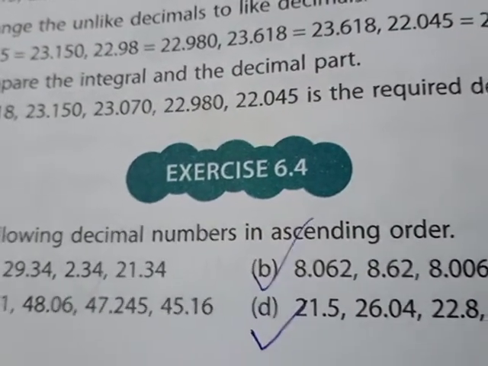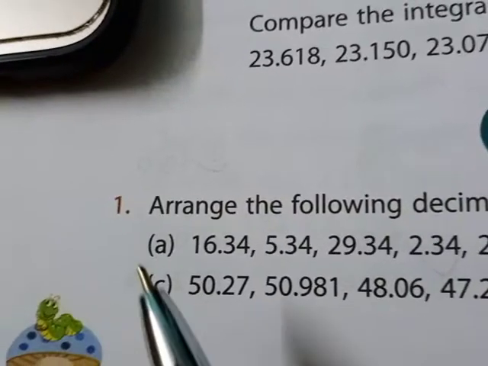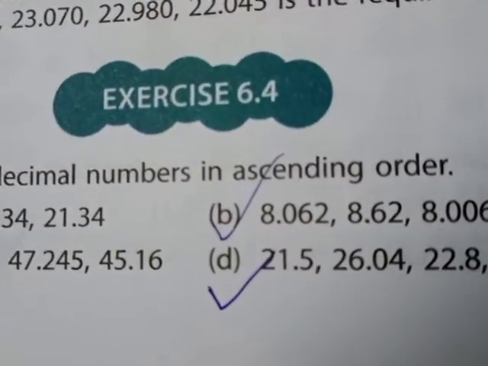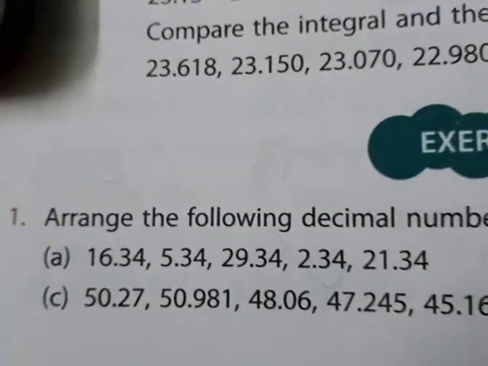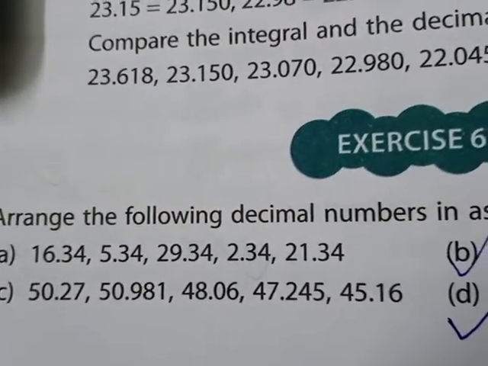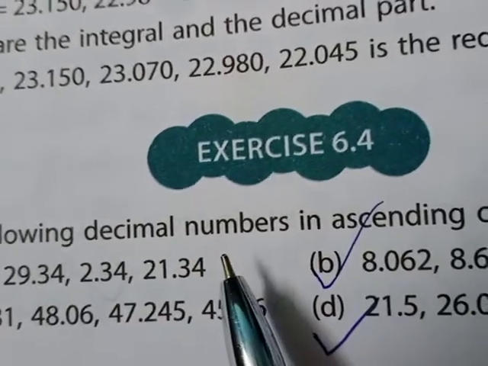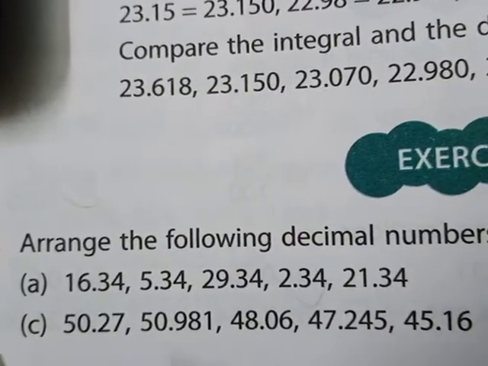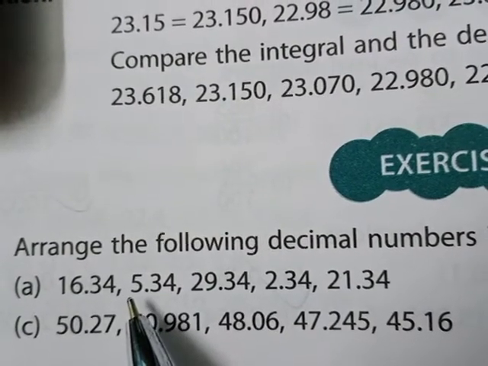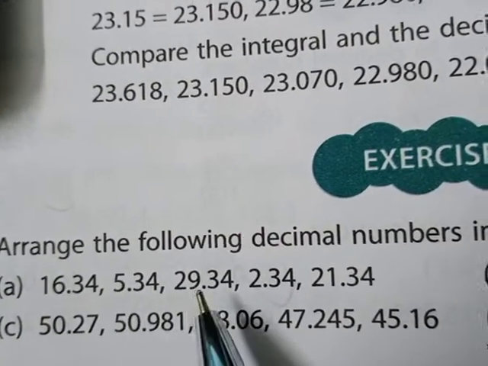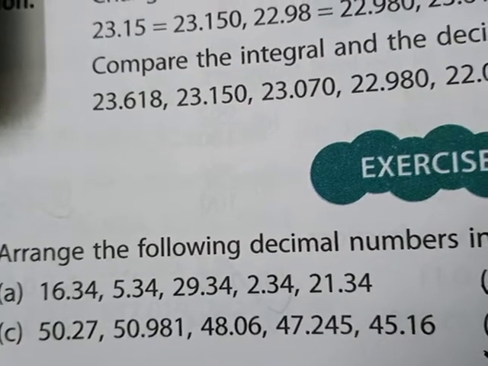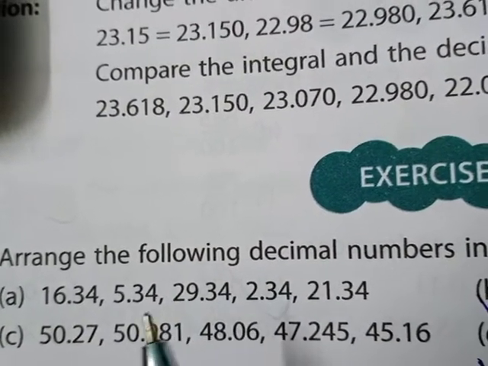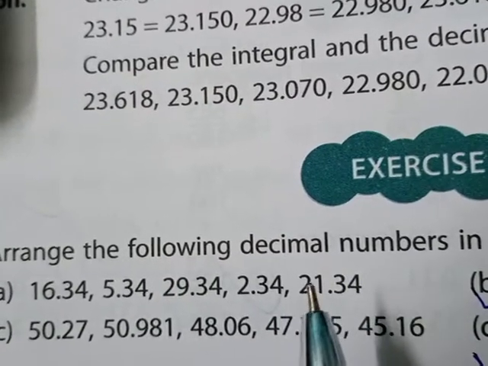Exercise 6.4, question number 1. Arrange the following decimal numbers in ascending order. Now we are going to study how to arrange decimals in ascending order. For arranging decimals in ascending order, first of all, we see only the integral part of all the given numbers. And when all the integral parts are similar, that time we see the decimal numbers.